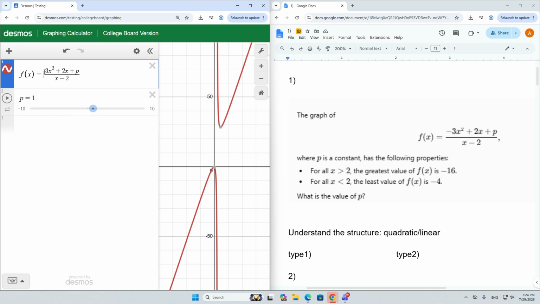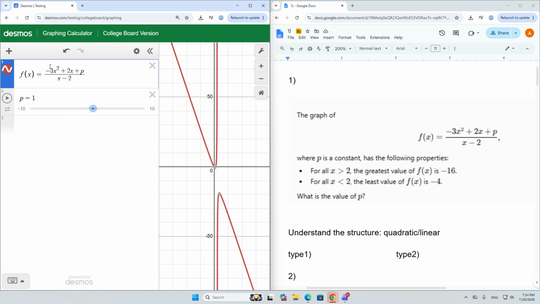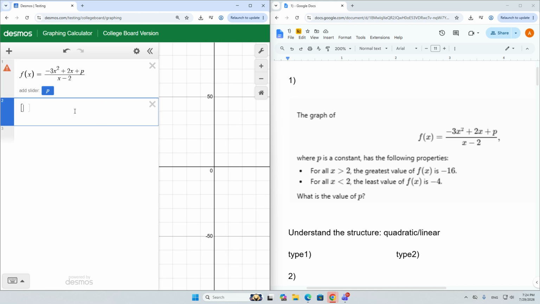So we obviously have this case right here, and the other cases where the factors cancel and we have a line with the hole in there. So this is easy enough where we could just literally use a slider until it gets to negative 16. But it's a cool method we can use called the derivative method.